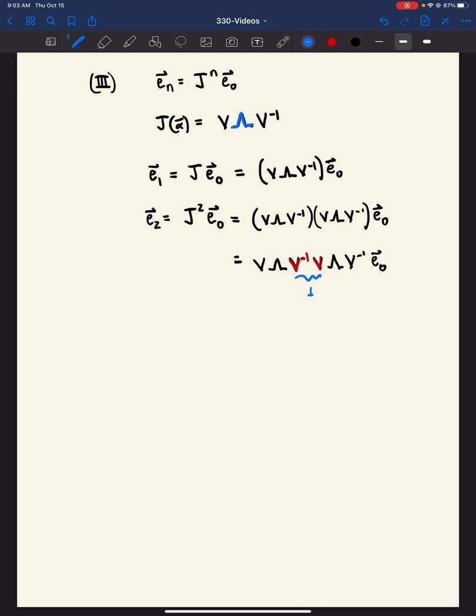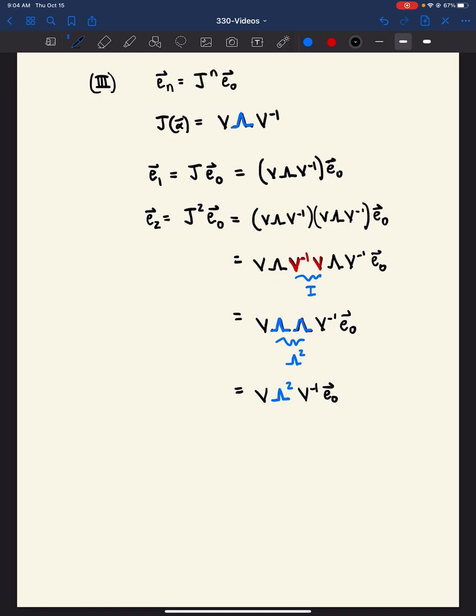This just gives us an identity matrix. So this actually substitutes rather nicely for us. It becomes V capital lambda, V inverse, E sub 0. And what we have now is just, for multiplying lambda against lambda, lambda squared. So all of a sudden this now becomes V lambda squared, V inverse, E0.